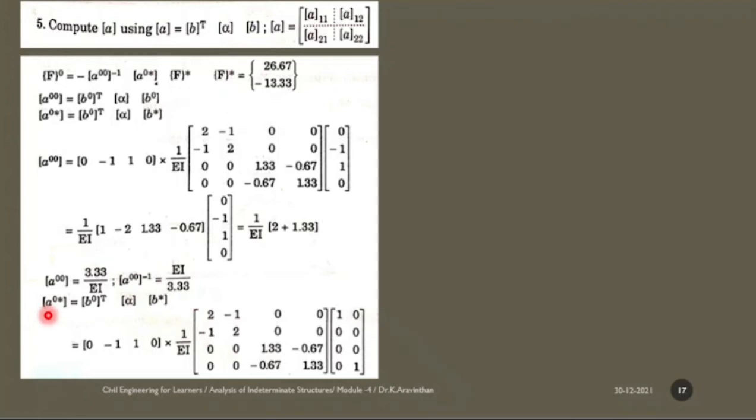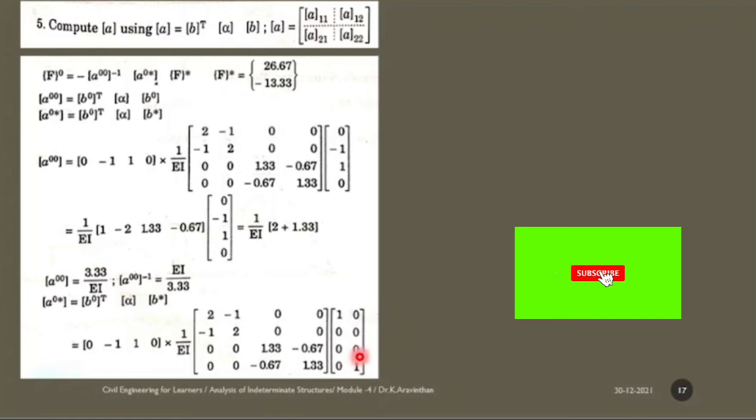Now, in the same way, you find the A matrix, that is A naught star. How to find A naught star? B naught transpose, which is this value, and the alpha matrix. Instead of B naught, you have to substitute B star. Your B star value is 1 0 0 0 0 0 0 1. Now you have already multiplied and you know the answer, that is 1 minus 2 1.33 0.67.